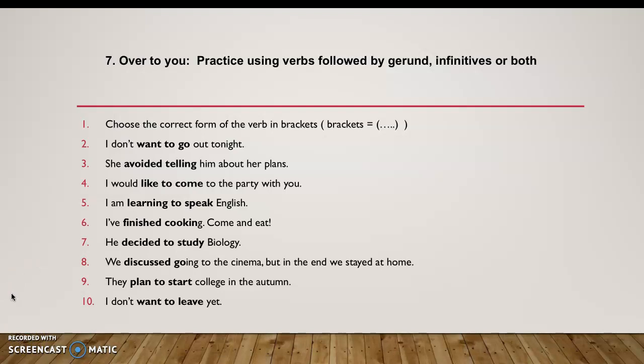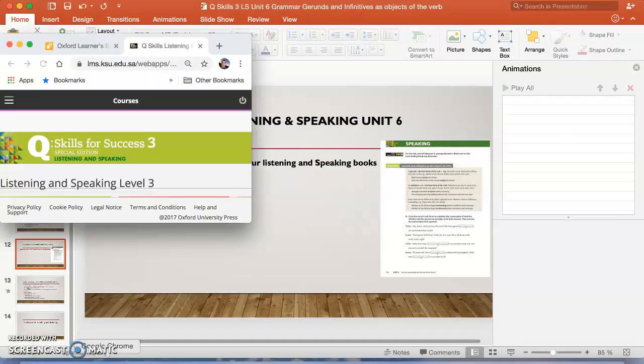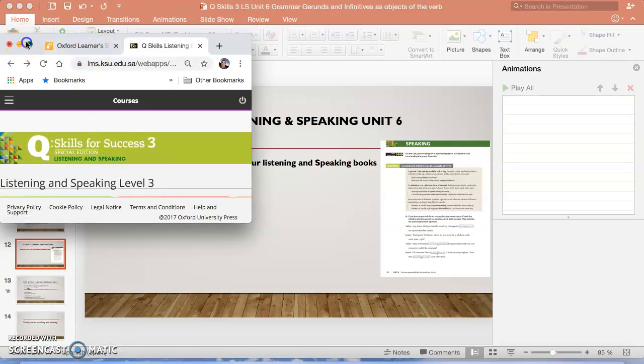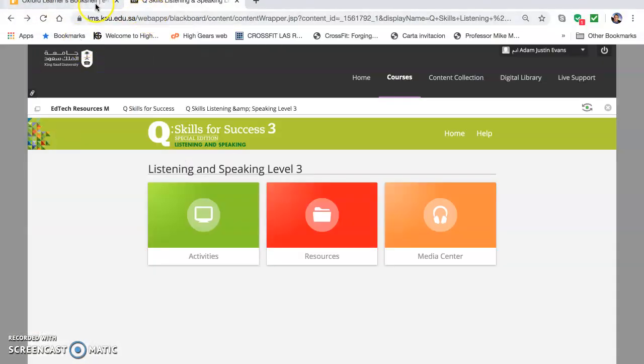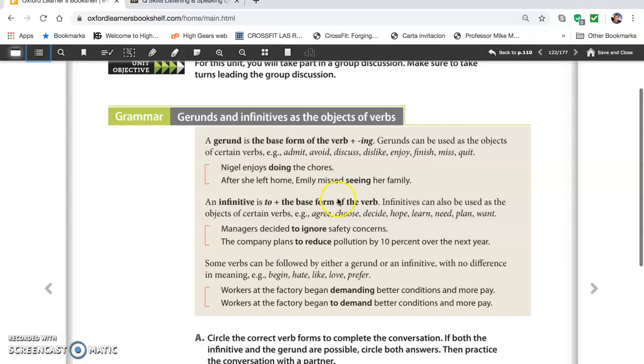Now it's time to go to your books. I'd like you to go to Q Skills 3 Listening and Speaking, Unit 6, and find pages 122 and 123. This is what it looks like. Okay, in this book you have an explanation of gerunds and infinitives as the objects of verbs. So basically, the verb enjoy is followed by a gerund. This is the object. Do you remember we said objects come after the verb?